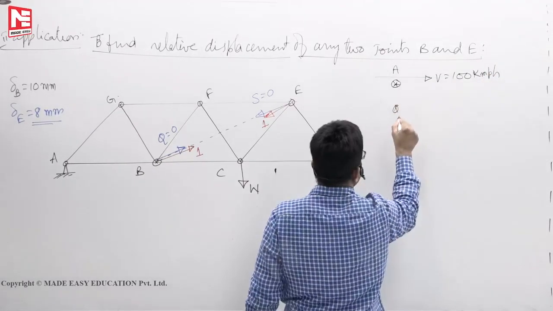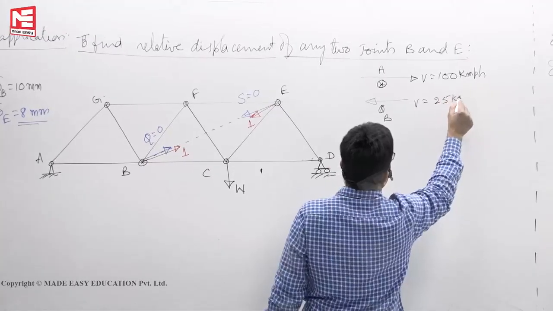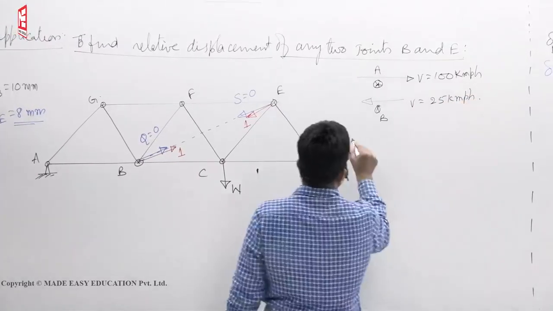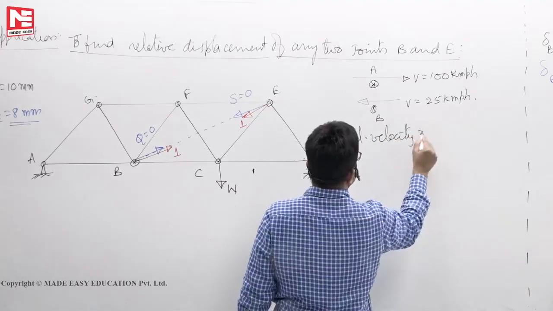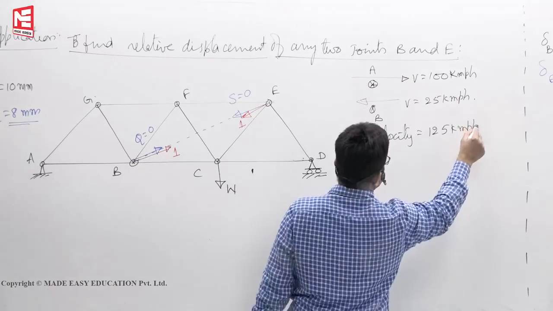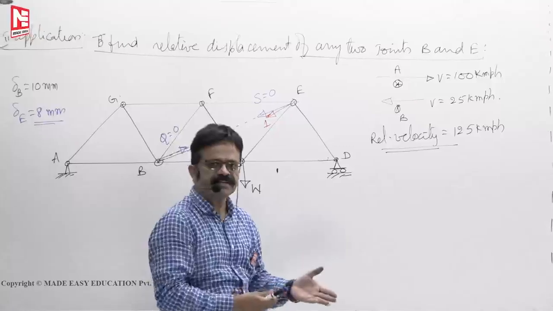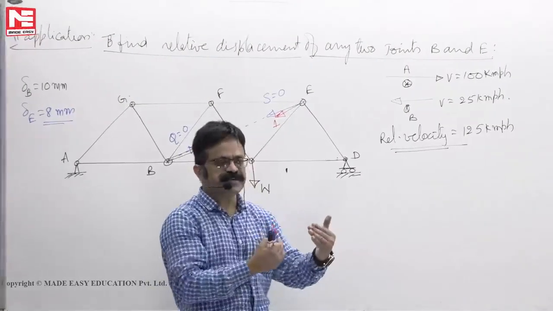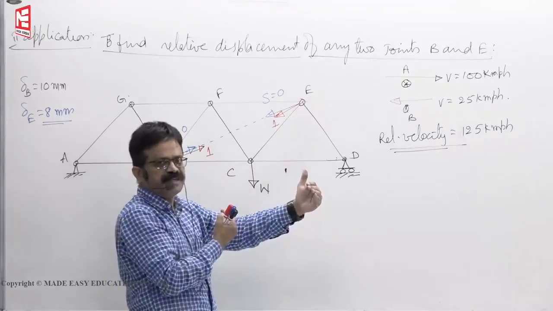Another train B is moving to the left side with a velocity of, say, 25 kilometers per hour. Now what is the relative velocity? It is equal to 100 plus 25, so you will write 125. Similar to relative velocities, which you studied in 6th class, here also you are talking about relative displacements. This is 10 mm, this is 8 mm. So the relative value is 10 plus 8.